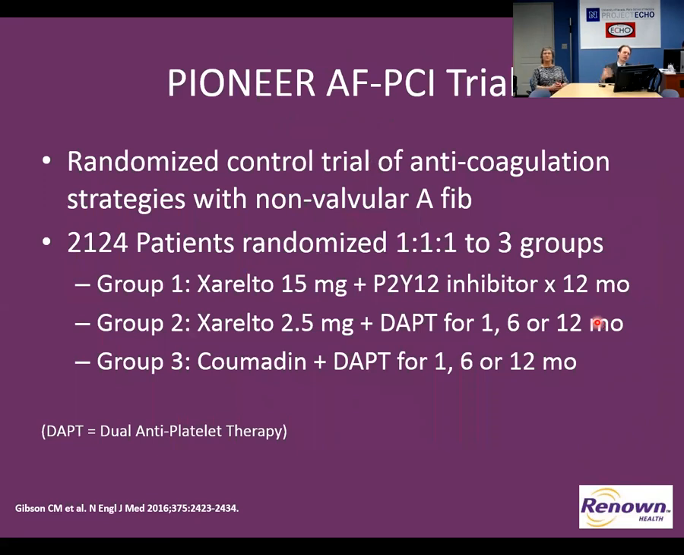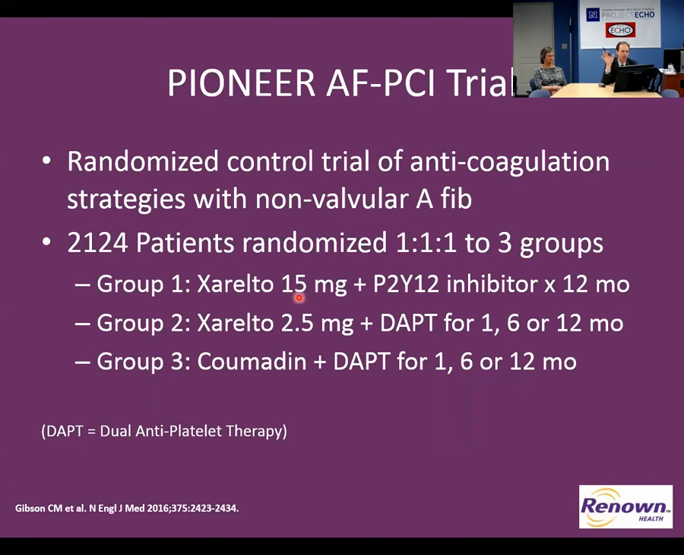So we knew that Coumadin and antiplatelet therapy carried a very high risk of bleeding, and we knew that the new blood thinners seemed to have lower rates of bleeding. So the trial was PIONEER, which looked at Xarelto versus Coumadin and some mixture of antiplatelet therapy. The PIONEER trial had this sort of odd 3-group design. If you read it, they used Xarelto.